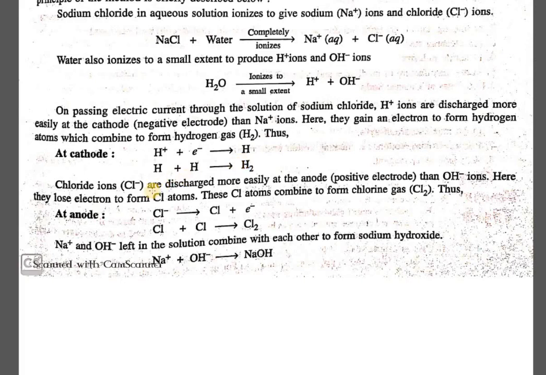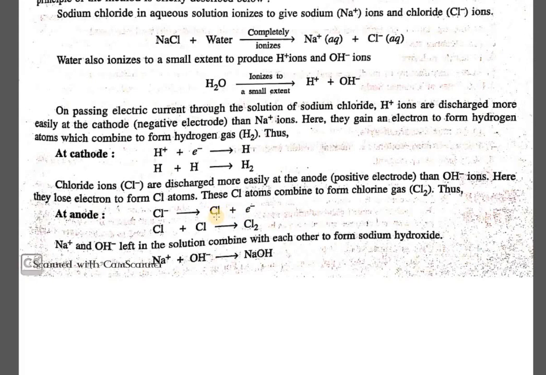Now what is happening then? Chloride ions are discharged more easily at the anode, which is the positive electrode, than hydroxide ion, and here they will lose electrons to form chlorine atoms. These chlorine atoms combine to form chlorine gas, and therefore the reaction which can be seen at the anode is that the chloride ion is releasing one electron, and the same can be represented in this form.